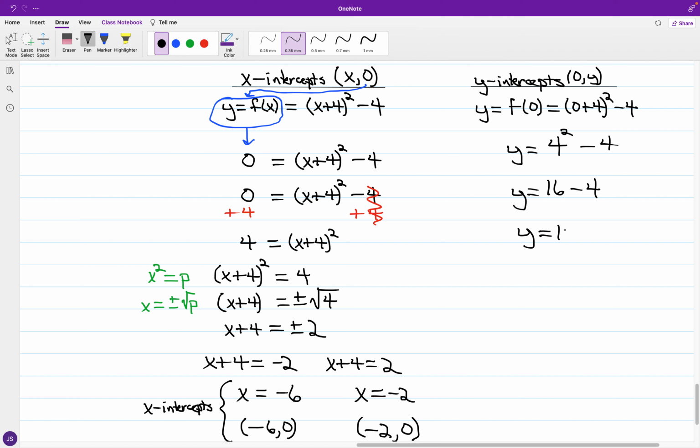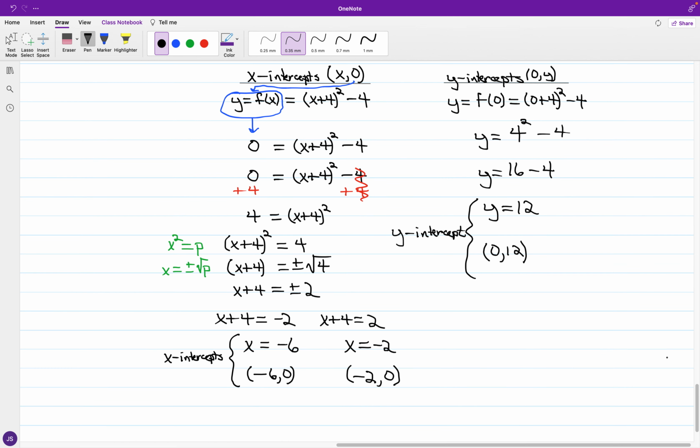Okay, and there's only one value for y. For this, there's going to be just one y-intercept. So you have y is equal to 12, or in coordinate terms on the y-axis, we're going to have the ordered pair 0, 12. Okay, so just compositing together what we have.